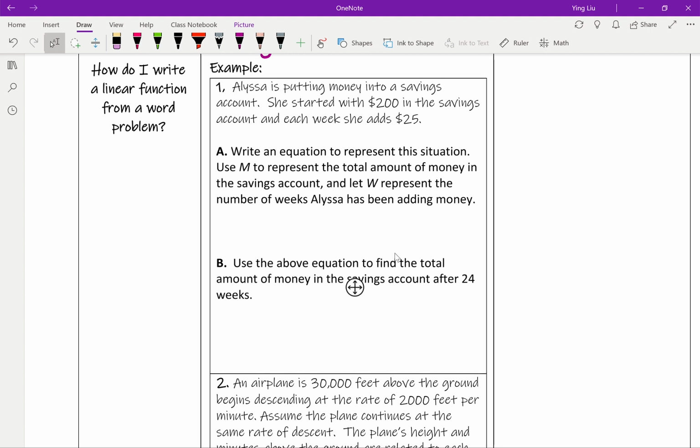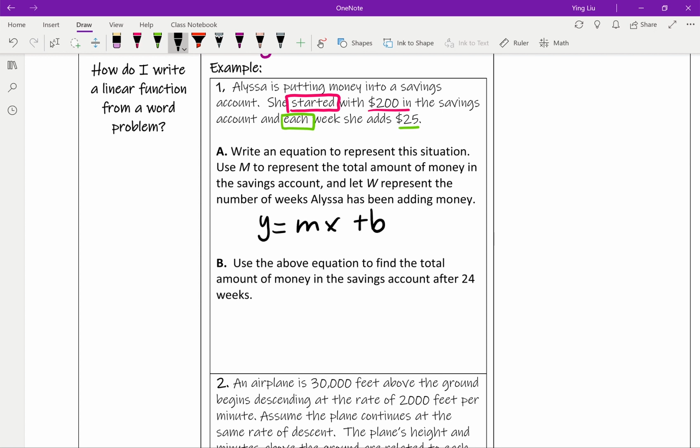In an example, Alyssa is putting money into a savings account. She started with $200 in a savings account, and each week she adds another $25. So in this situation, because each week she's adding a constant $25, we know that it can be represented by y equals mx plus b.